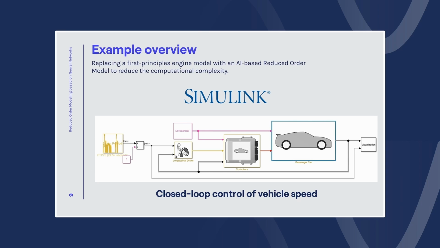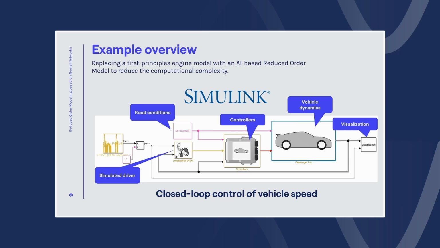So this is the example that we are going to use today. We will see how we can replace the first principle engine model with AI-based techniques. So this is how the top level of the model looks like. As you can see, we have components that represent the driver, the controllers, the vehicle model, the road conditions, and the visualization. The objective of that model is to control the velocity of the vehicle based on the driver input, so this is a closed loop system.